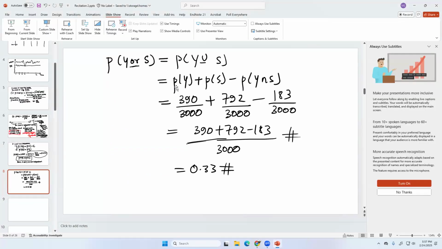So this one is simple. Just use the basic union formula: probability of y, plus probability of s, minus probability of y intersection s. These are not mutually exclusive events, which is why this is not zero. If things were mutually exclusive, this would have been zero, and then you just need to use this. Any questions? No?